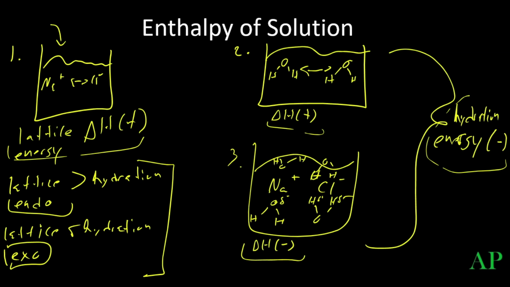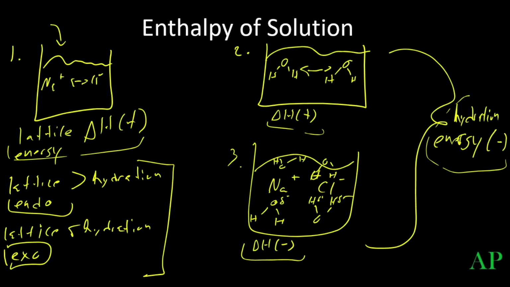Here, we're breaking bonds. It has to be positive. Here, we're breaking IMFs. It has to be positive. Here, we're forming IMFs effectively between sodium and water. That has to be negative. Steps 2 and 3 always need to be negative. You pretty much do have to remember that.